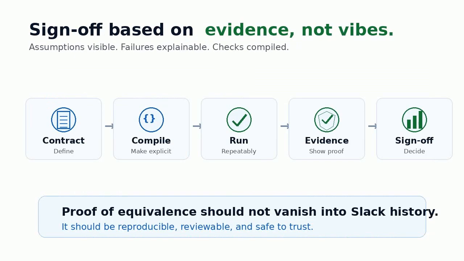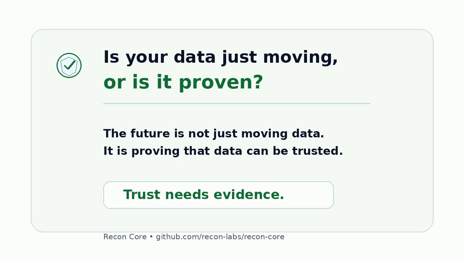Ultimately, this is the future vision of data engineering. Sign-off based on evidence, not vibes. We desperately need a workflow where failures are totally explainable, assumptions are visible, and checks are actually compiled, where the proof of equivalence doesn't just vanish into a Slack history black hole. So I want to leave you with this final, pretty provocative question to chew on. Is your data just moving, or is it proven?